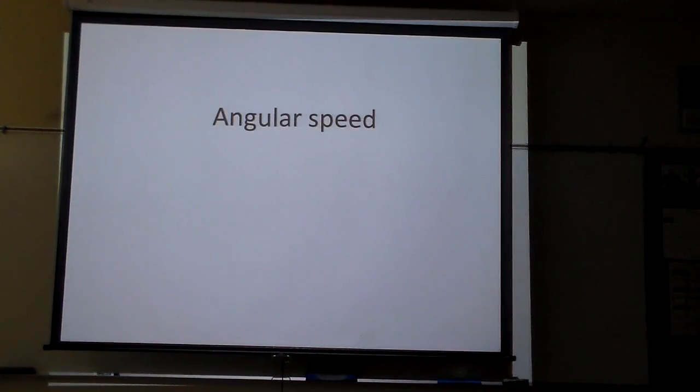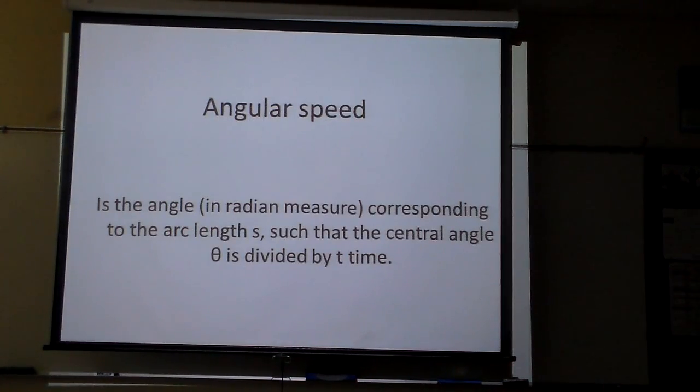And then we have angular speed, which is going to be talking about how fast the angle is moving. It's the angle in the radian measure corresponding to the arc length s, such that the central angle, theta, is divided by time. Basically, how far does the angle move over time? Because all speed is distance divided by time, but our distance now is going to be this central angle, theta. Theta divided by time. All right.